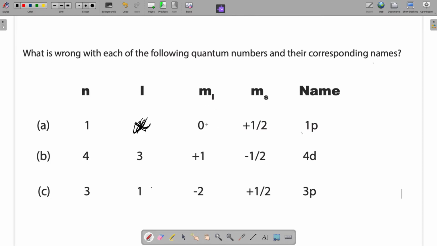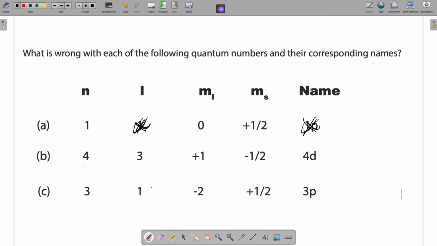0 is fine. ms also is fine, +½ or -½ is fine. And the name makes sense in the sense that if l is 1, that means it's p, and then our n is 1. But the fact is that l is not supposed to be 1 here. So though p means l equals 1, 1 is not supposed to be here. So this also doesn't make sense. Now let's move on to B.